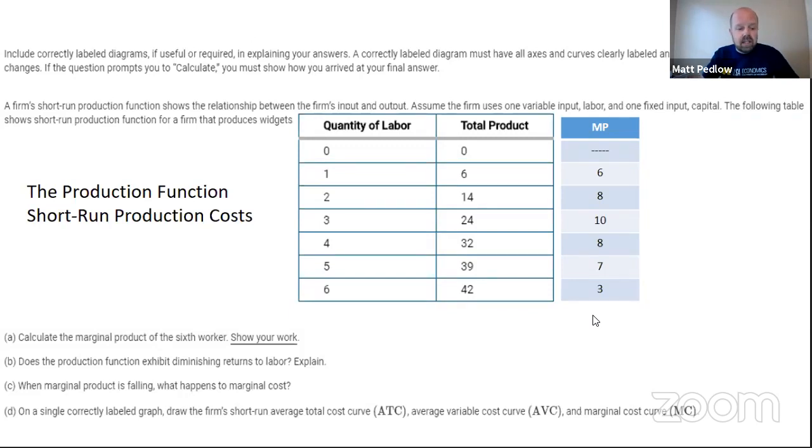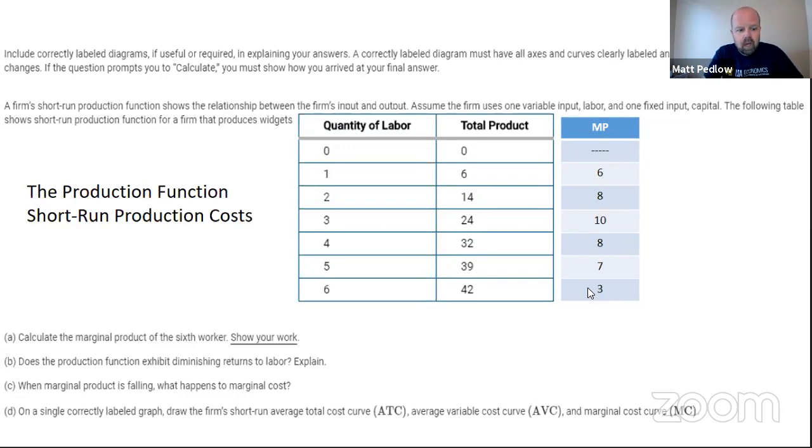And then B, does the production function exhibit diminishing returns to labor? So I hire the first worker, they make me 6 more. Hire the second, they make me 8. Hire the third, they make me 10. That's increasing marginal returns. However, when I hire the 4th worker, they only make me 8, right? And then the 5th worker only makes me 7, 6th worker only makes me 3. So you know what your marginal product curve would look like. So does it exhibit this? Yes, and explain, and you could say, because after the 3rd worker, each additional worker makes less than the previous worker.